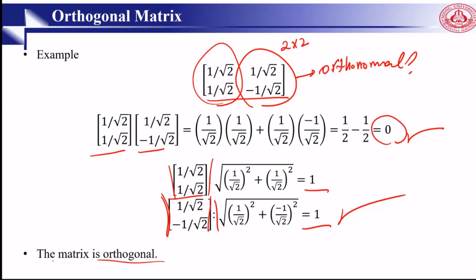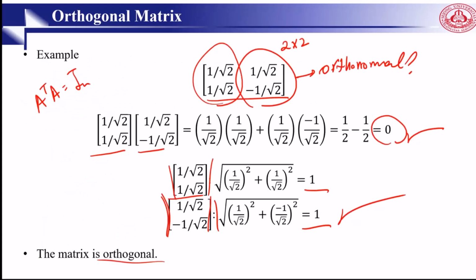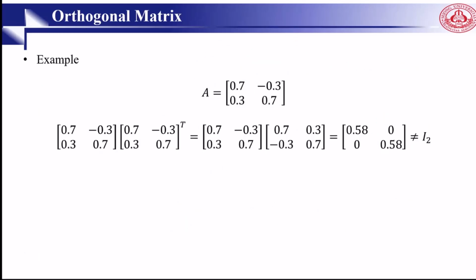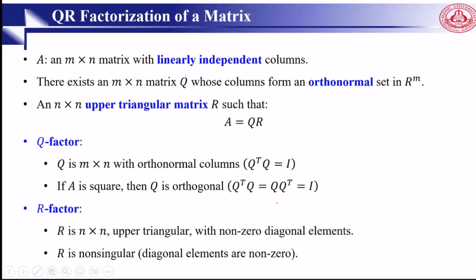We have another way: if A transpose times A is equal to I_n, based on this condition, then we can say this is okay. So we have a matrix here, and we want to check the multiplication of A by its transpose, whether it's equal to the identity matrix or not. If this is satisfied, then we say this is an orthogonal matrix. This is our matrix, so we try this one by its transpose, and you can see this is not an identity matrix. That's why we can say this is not an orthogonal matrix.